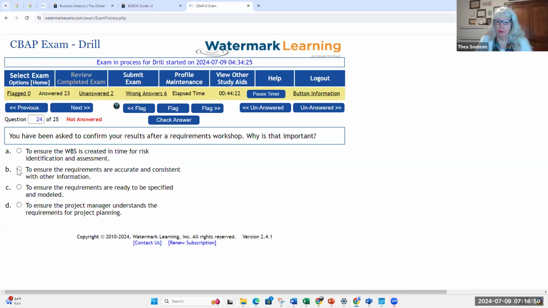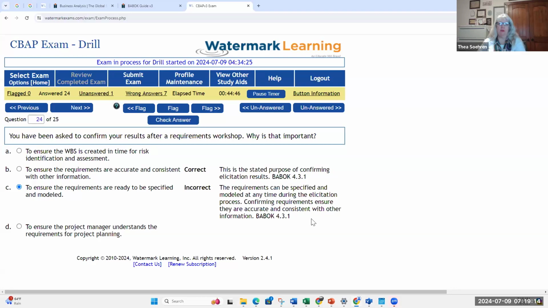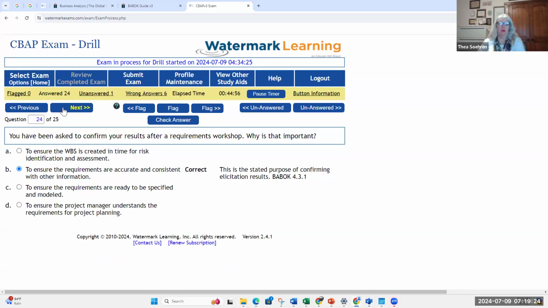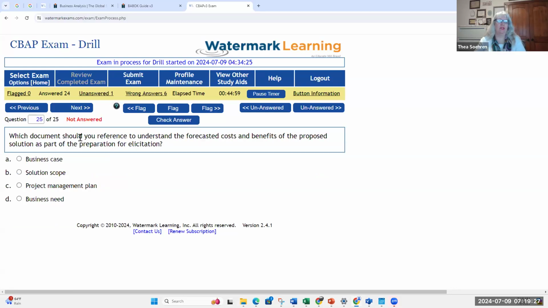I've got one vote for B. B, because it says accuracy, consistency. I also have a C. We have more B's than C's. Let's check B. This is the stated purpose for confirming elicitation results. Let's check C and see why. Requirements cannot be specified and modeled at any time during the elicitation process. Confirming requirements ensures that they are accurate and consistent with other information. So this is the one we're going to go with, and let's go on.